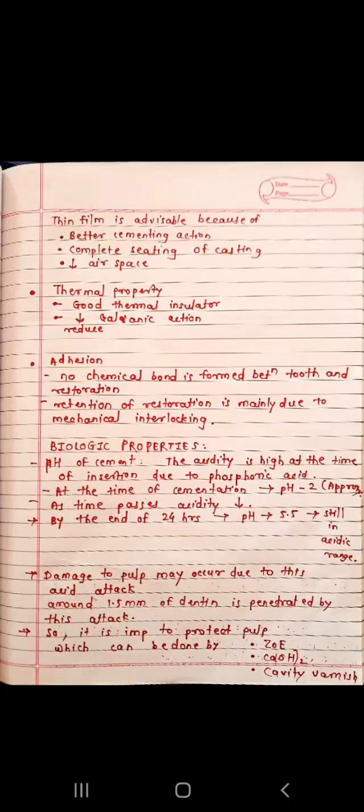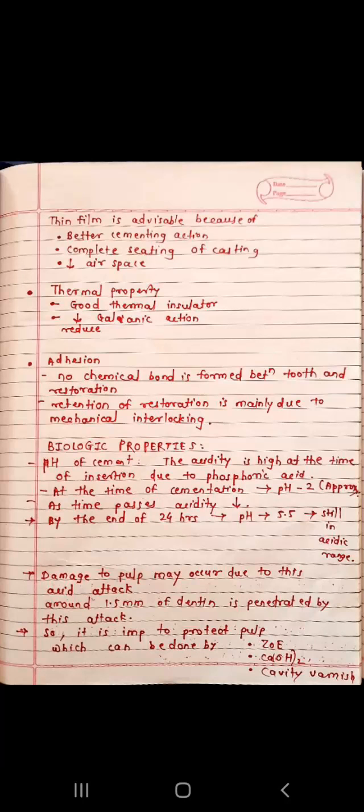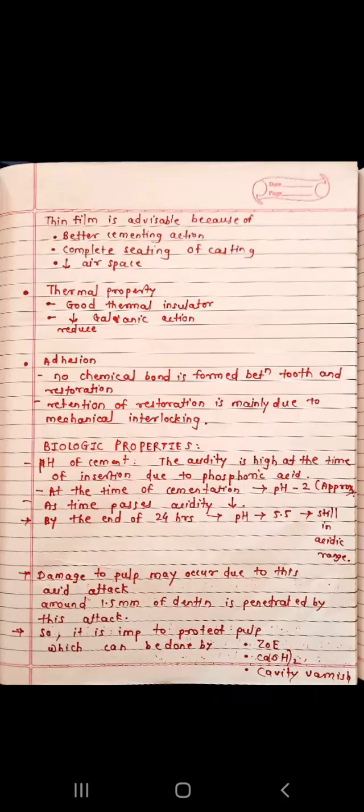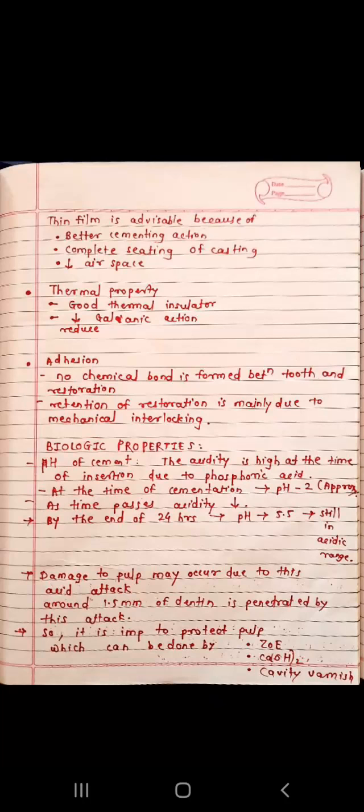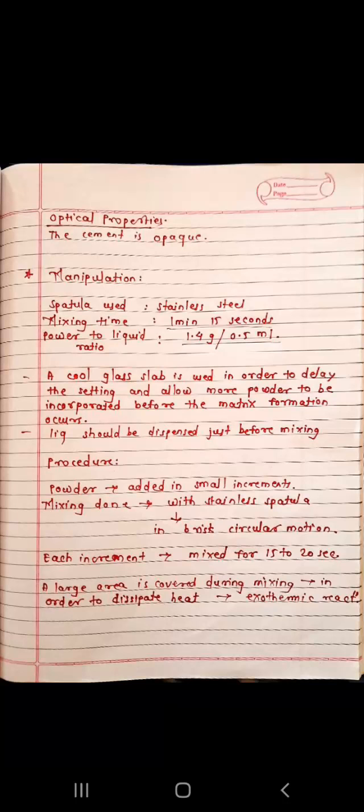Thermal property of this cement: good thermal insulator, decreased galvanic action. Adhesion: no chemical bond is formed between tooth and restoration. Retention is due to mechanical interlocking. Biological properties of cement: this is an acidic cement. Acidity is due to presence of phosphoric acid in the liquid, and due to this acidic attack, pulp damage may occur. So pulp protection is very important, and this can be done by ZOE, calcium hydroxide, and cavity varnish. And optical property: this cement is opaque.